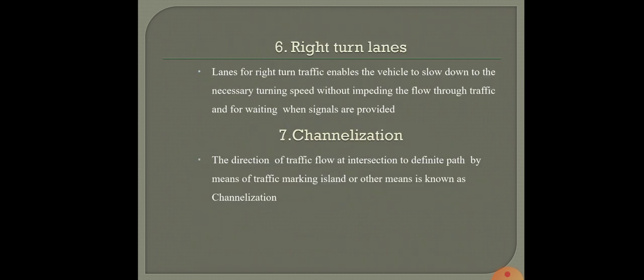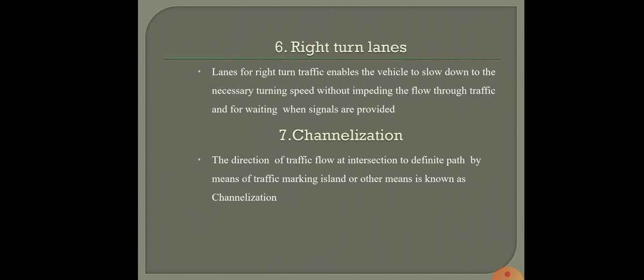Then coming to the right turn lanes. Whenever a vehicle is traveling along a highway, there should be lanes for right turn traffic, which will allow the vehicle to slow down to the necessary turning speed without impeding the flow through the traffic. And so this is also very important.